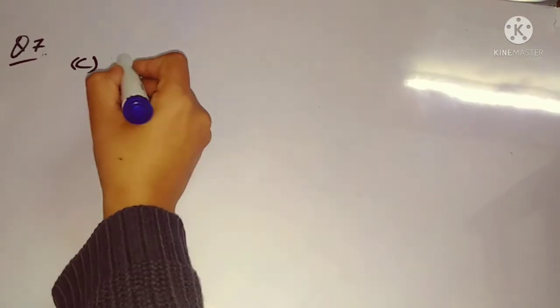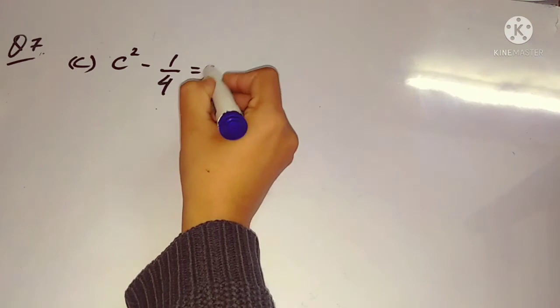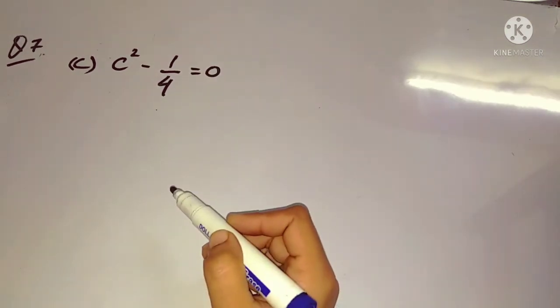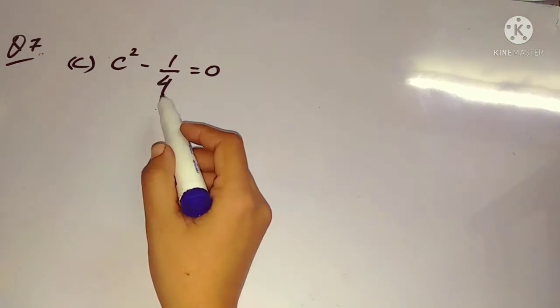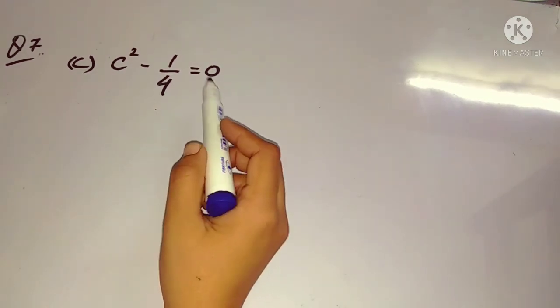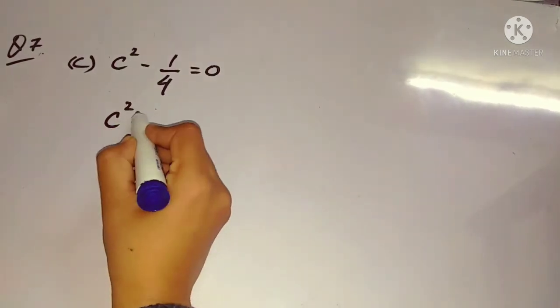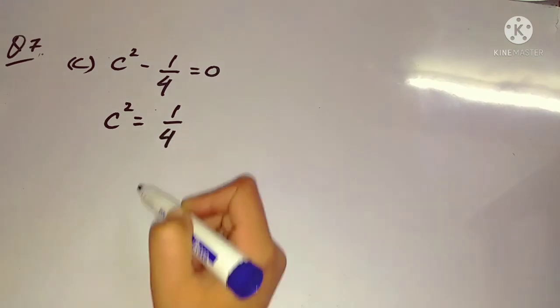C part is c square minus 1 over 4 is equal to 0. Okay, as you can see, we have to find out the value of c. So this 1 by 4 is subtracting over here. It will go to that side and it will be added in 0. So it will become c square is equal to 0 plus 1 by 4, so it will become 1 by 4.